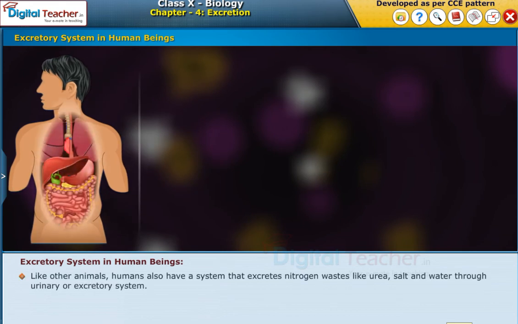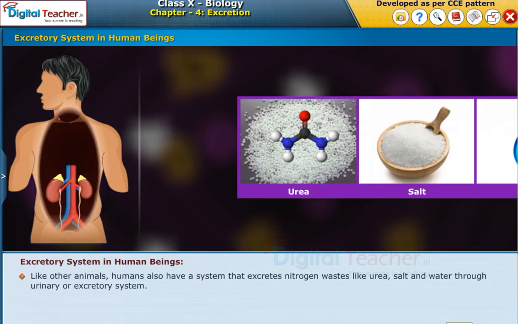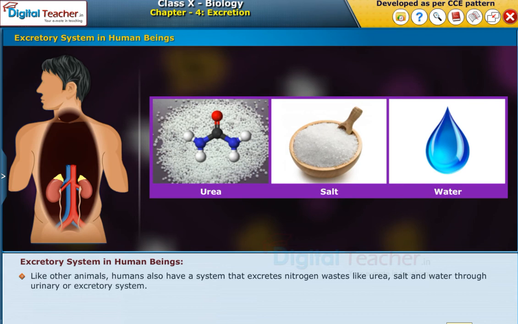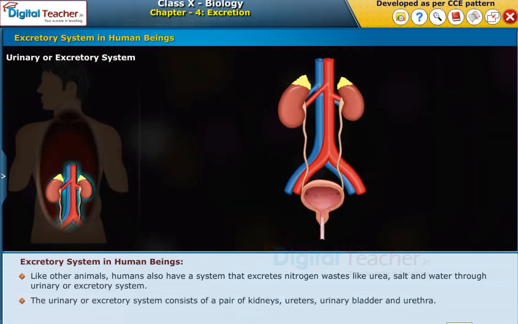Like other animals, humans also have a system that excretes nitrogen wastes like urea, salt, and water through the urinary or excretory system. The urinary or excretory system consists of a pair of kidneys, ureters, urinary bladder, and urethra.